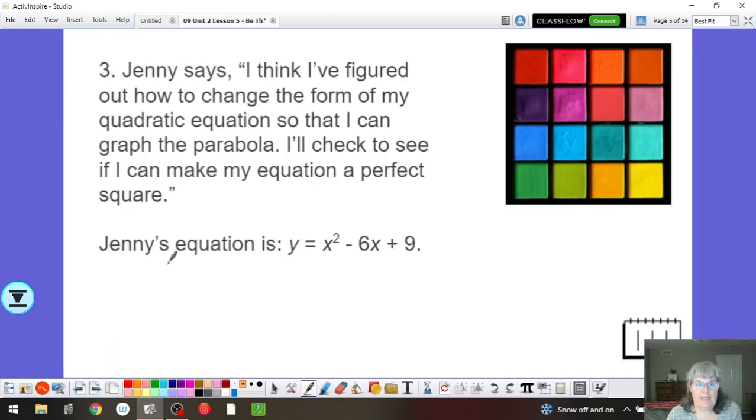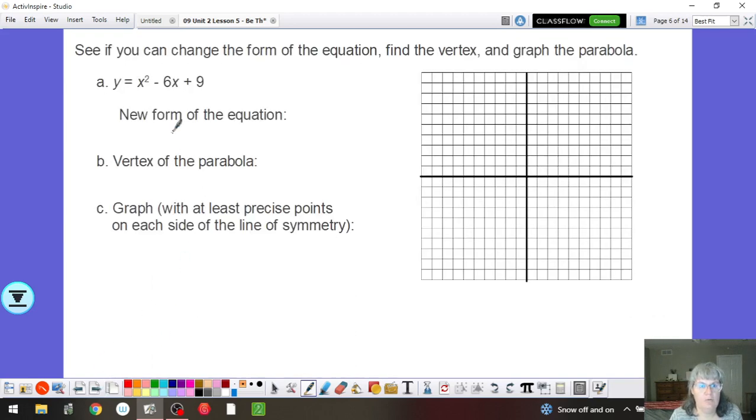So Jenny says, I think I figured out how to change the form of my quadratic equation so that I can graph the parabola. I'll check to see if I can make my equation a perfect square. So Jenny's equation was y equals x squared minus 6x plus 9. And we just found that we can write that as y equals x minus 3 squared.